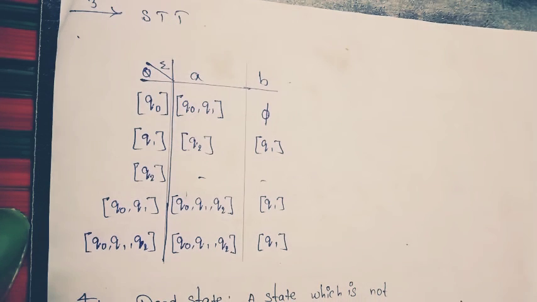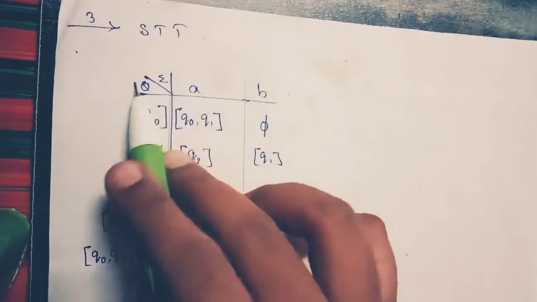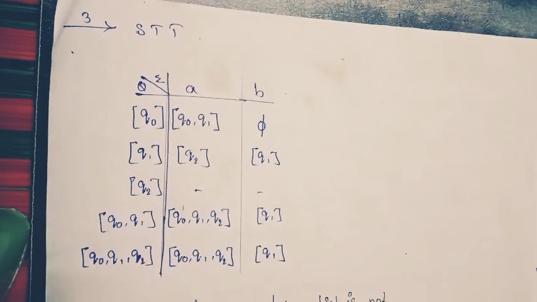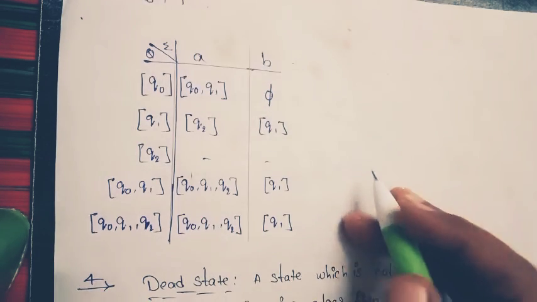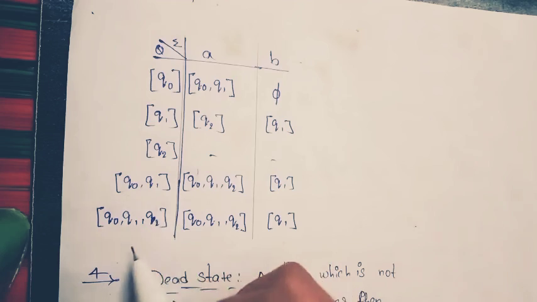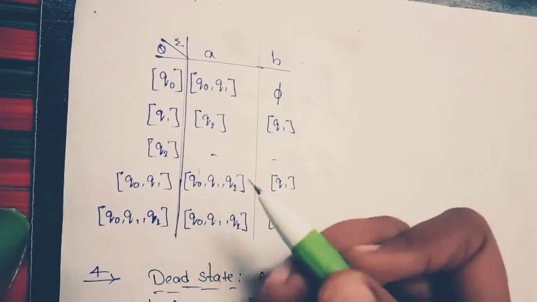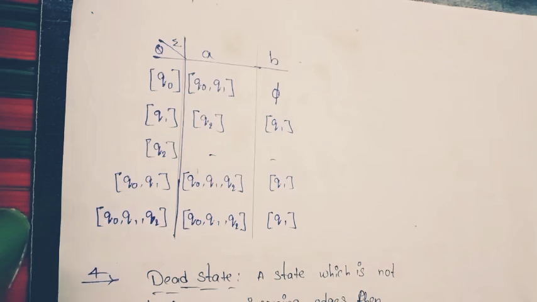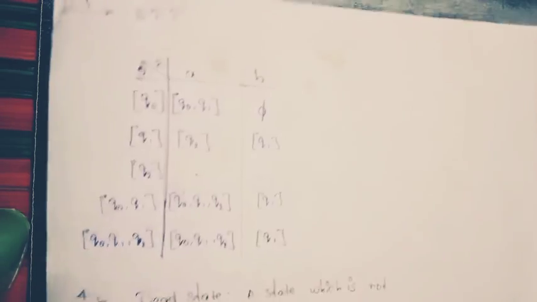Guys, now it is time to draw the state transition table. This is the third step. So up to now we just got the two new states. Those are Q0, Q1 and then Q0, Q1, Q2. This is one state and this is one state. So other than this, we didn't get any other states. So now let's come to the state transition table.